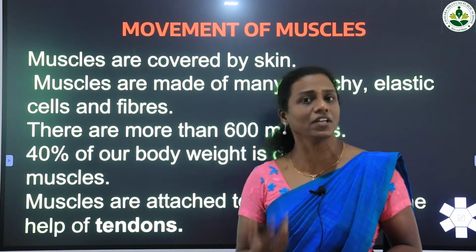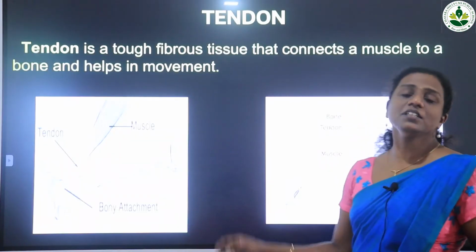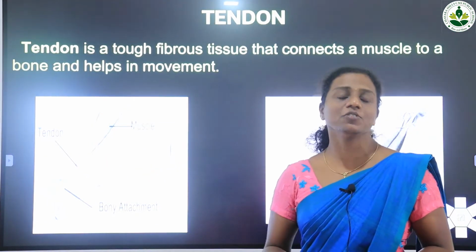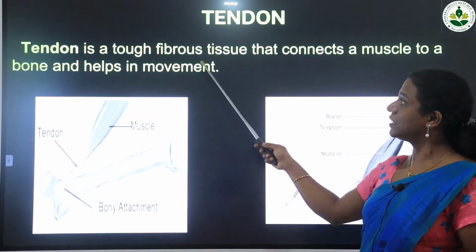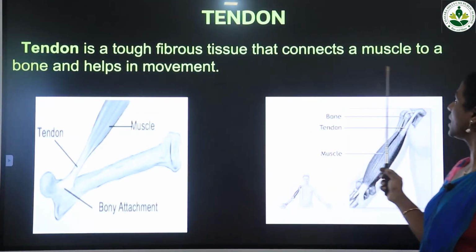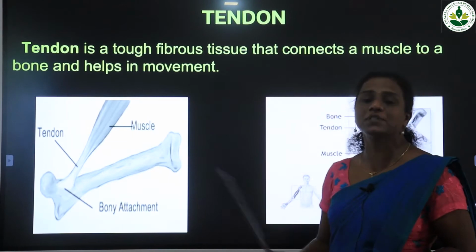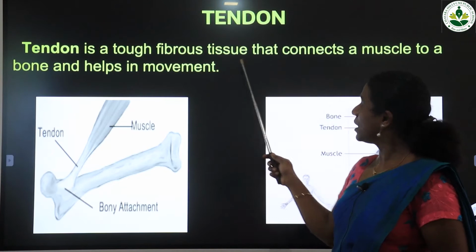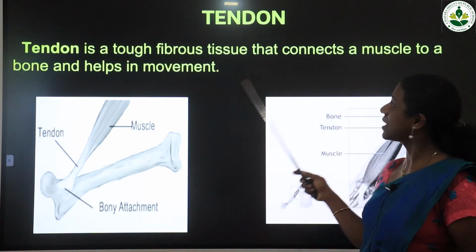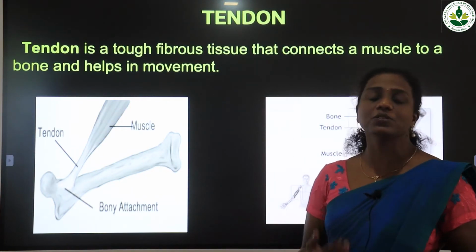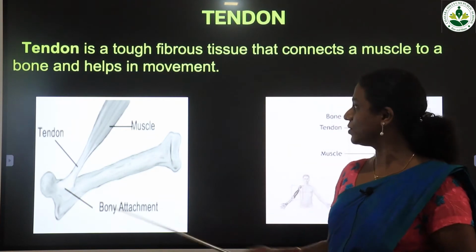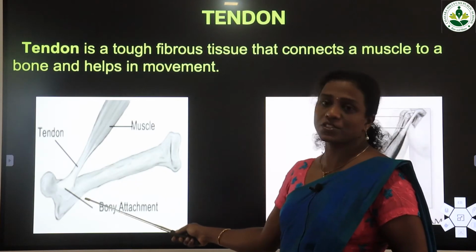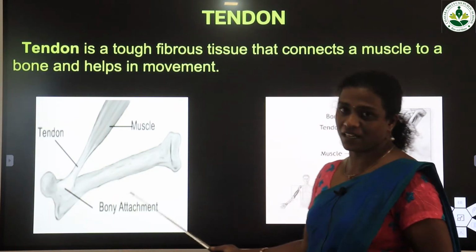Now we can check what tendons are. Tendon is also a tissue. Tissue means when cells connect together, they form tissue. A tendon is a tough fibrous tissue that connects a muscle to a bone and also helps in the movement of bones. You can see here, muscle is here, then bones. How it is attached with the bone, that is known as tendon.